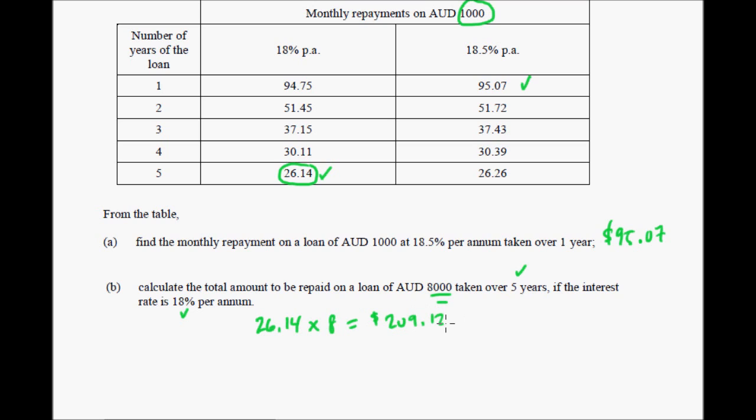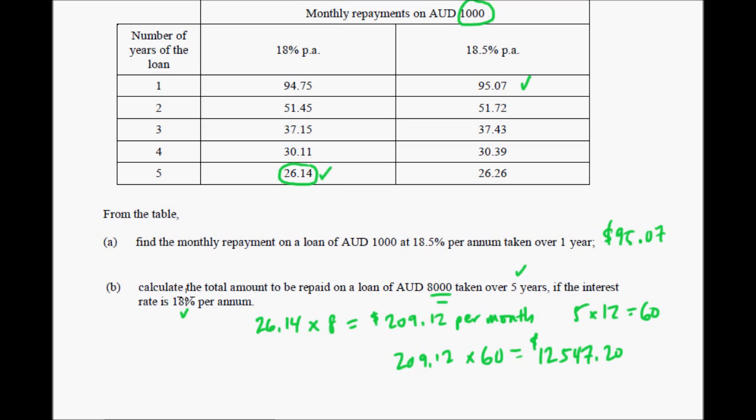That might be like a car payment or something like that. Calculate the total amount to be repaid on the loan over 5 years. Well, this is per month. So how many months are in 5 years? You just do 5 times 12, which is 60. So we take 209.12 and multiply it by 60, and we get $12,547.20.